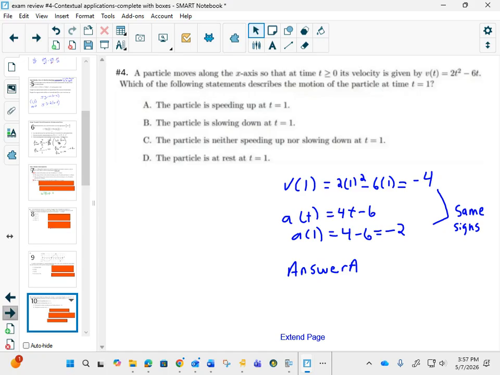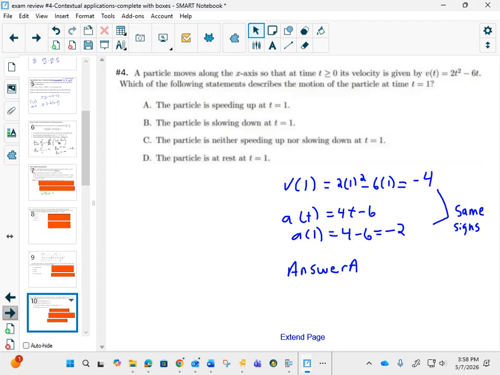So just going through these, what would we have to get answer B? One positive, one negative. What would you have for part C? It's not moving, or staying at the same speed, right? At a constant speed. You're not speeding up, so the acceleration would have to be 0 to get C.